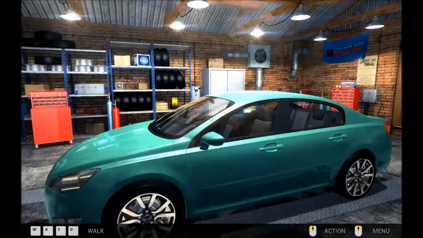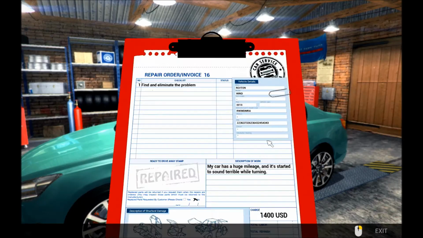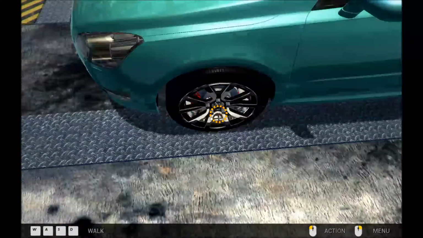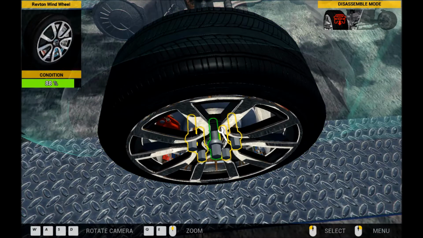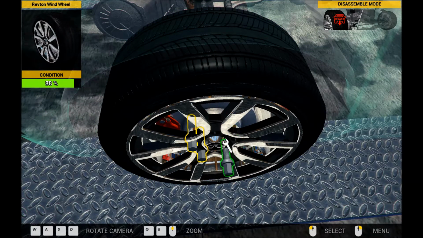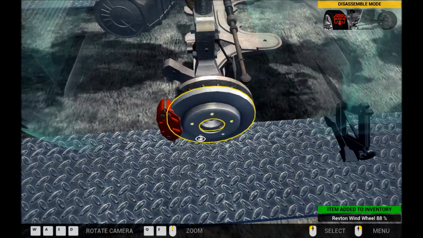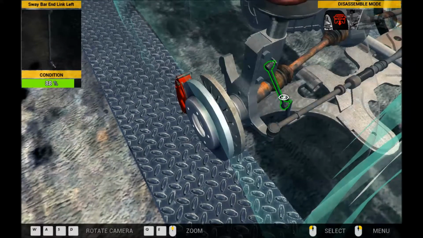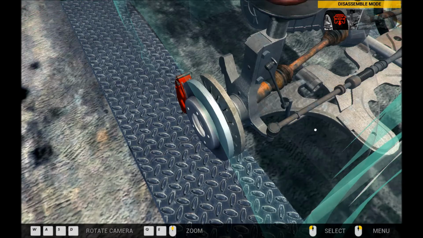So does that help us actually learn what was wrong, I wonder? Let's have a quick look on the repair order. No, it doesn't have any information. Okay, let's get into the wheels. Let's take these off. Okay, so problems when steering. Oh, that looks a bit... I think shafted is a technical word.